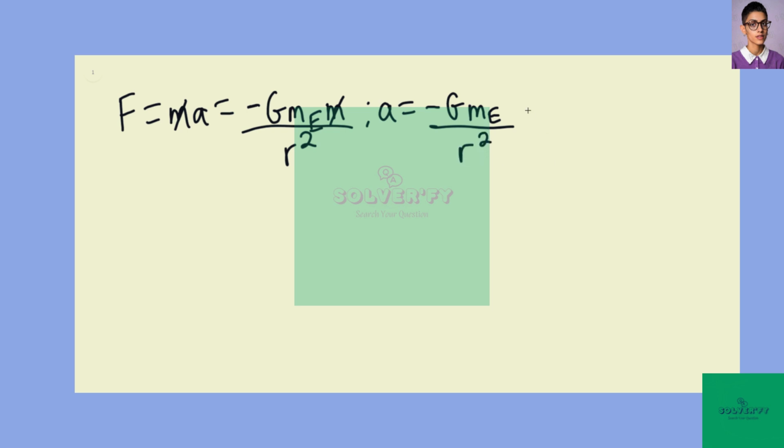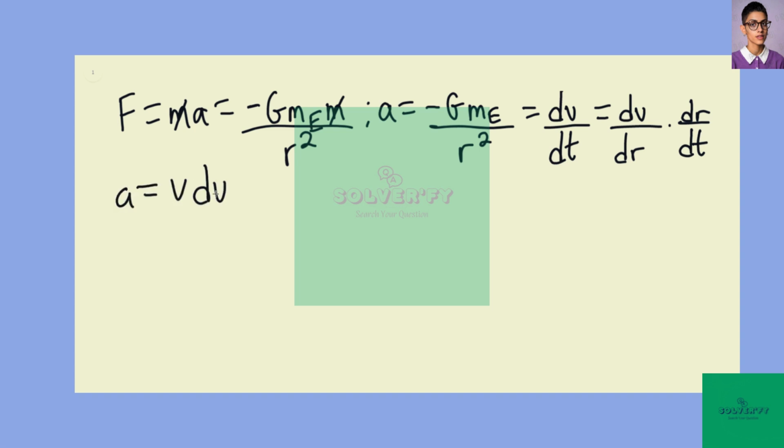And so at this point, this is going to be equal to dv over dt. That's simply the definition of the acceleration. And then we can use the chain rule, so dv over dr, and then times dr over dt. At this point, we know that a is going to be equal now to v dv over dt. At this point, we can say that this is equaling negative G M_e over r squared.